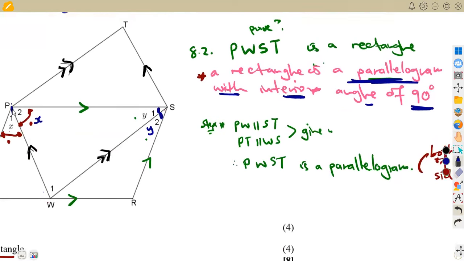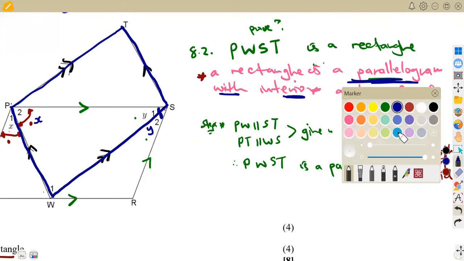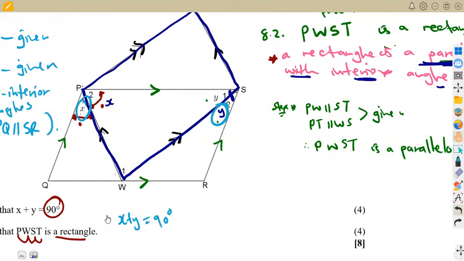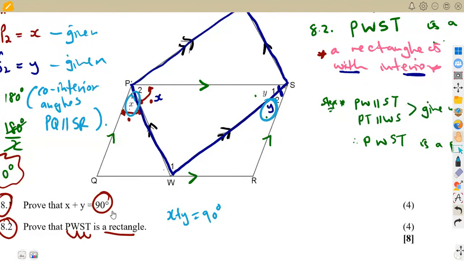We want to talk about something inside of the quadrilateral, this one, PWST. We want to talk about what is inside. This is what we have inside. Whether the X is outside, the Y is whatever, guys, as long as I see X and a Y like this, if I add these two, I'm supposed to get 90 degrees. I don't know whether X is 30 or Y is 60, but X plus Y is 90 degrees.